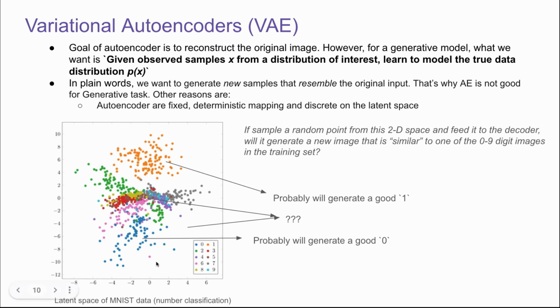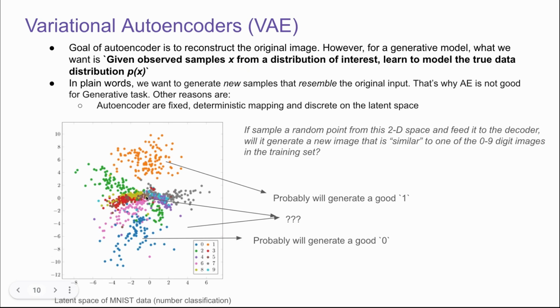For example, this is a latent space of a number classifying task, and you can see each color represents a number. If we want to sample a random point from this 2D space and feed it to the decoder, it will generate a new image that is similar to one of the 0 to 9 digit images. If we pick a point in the latent space right here, it will probably generate a pretty good 1. If we pick the point here, it's going to generate a pretty good 0.